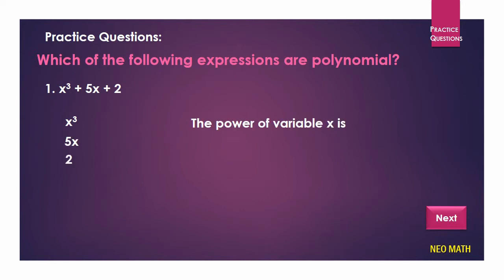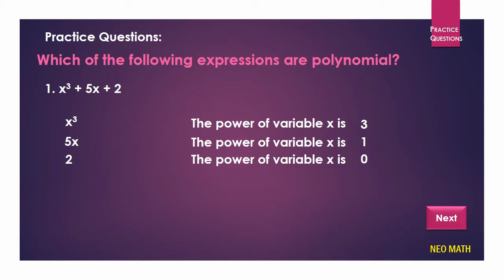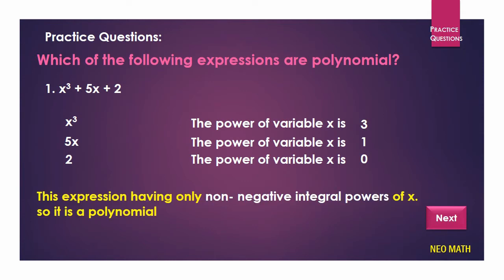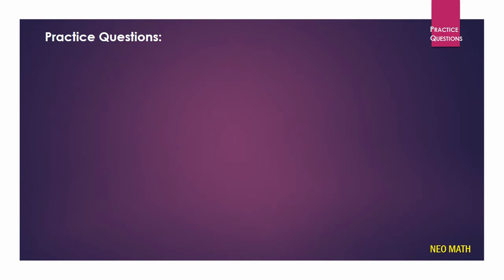The power of variable x in the first term is 3. The power of variable x in the second term is 1. The power of variable x in the third term is 0. 2 is a constant polynomial. It can be written as 2 into x power 0. Anything power 0 is 1. So the power of the variable x in the third term is 0. So this expression has only non-negative integral powers of x, that is whole numbers only. So it is a polynomial.